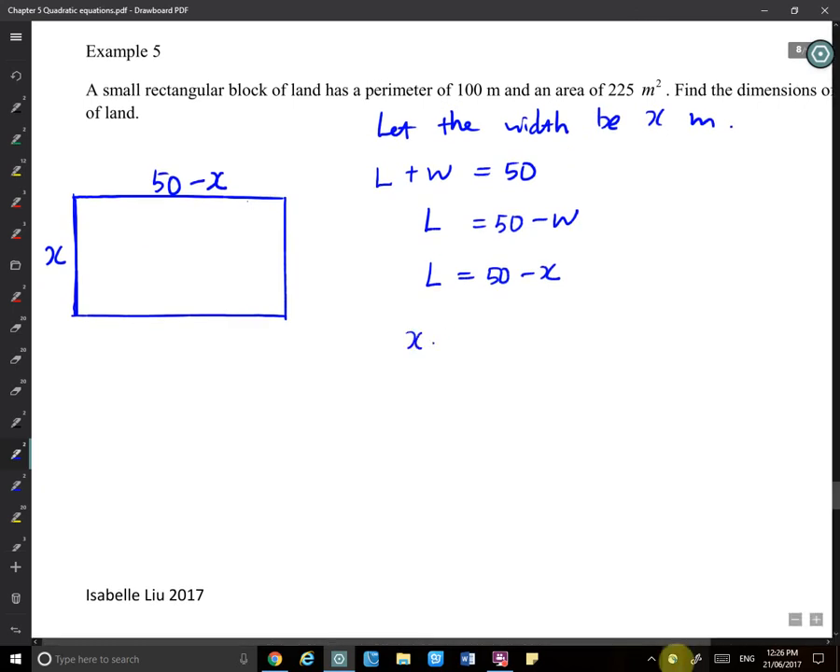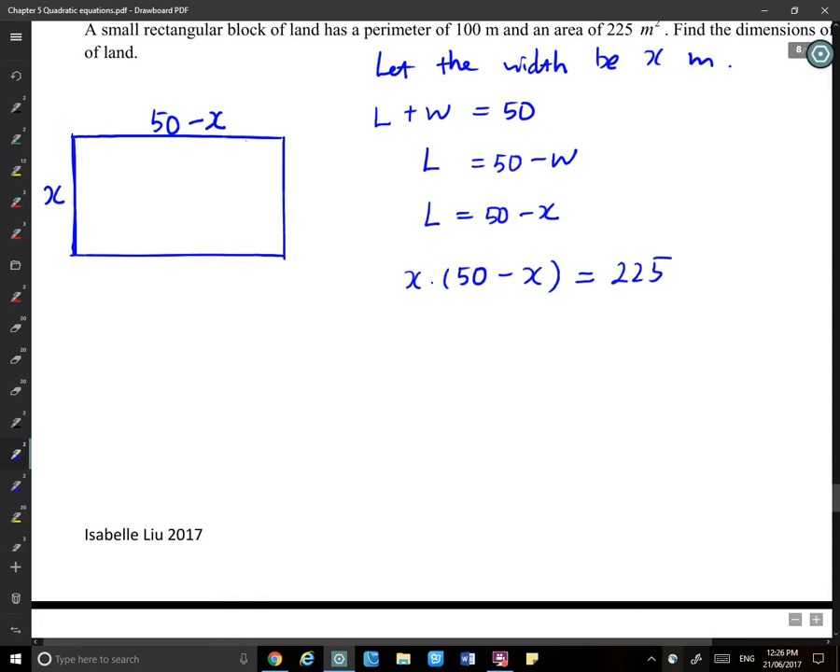So x times (50 minus x) will give you 225 square meters. 50x minus x squared equals 225. So x squared minus 50x plus 225 equals 0.